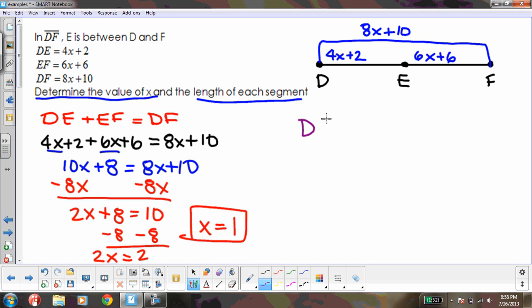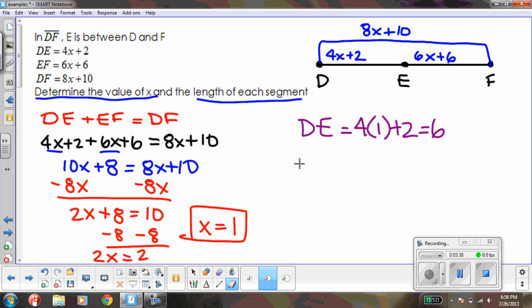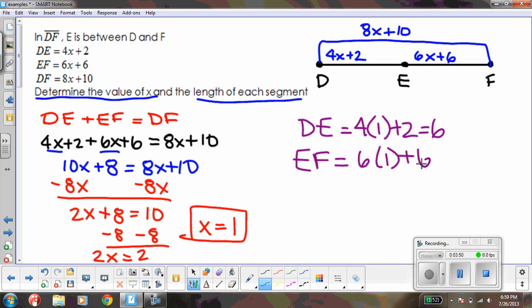Since DE equals 4x plus 2, then DE has to equal 4 times 1 plus 2, which is 6. Now, EF is 6x plus 6, or 6 times 1 plus 6, which equals 12.